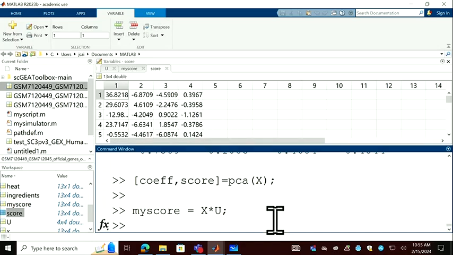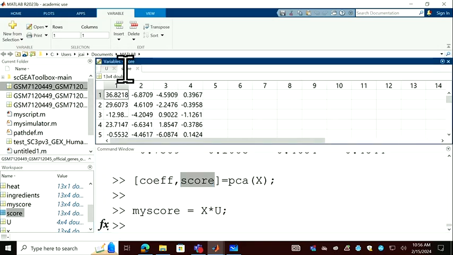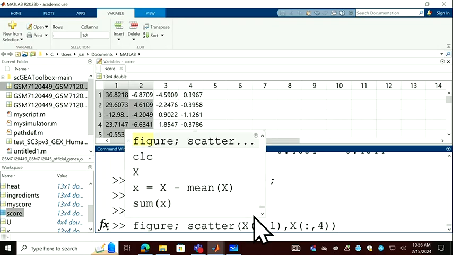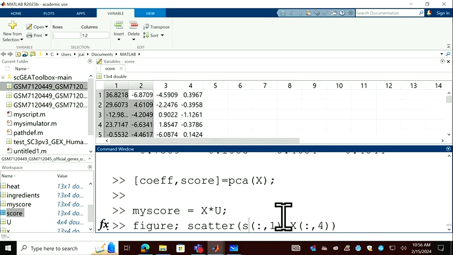So now what can you do with the score? So score is your rotated data points. And also we know the first and the second will contain the most variability. So what we can do is to plot the score. So this is the score computed from the PCA. We can just plot these two variables. Okay, so figure scatter. This time I use score 1 and score 2.